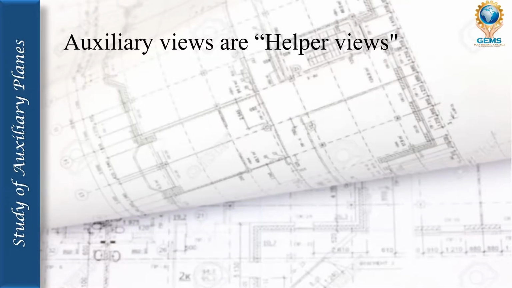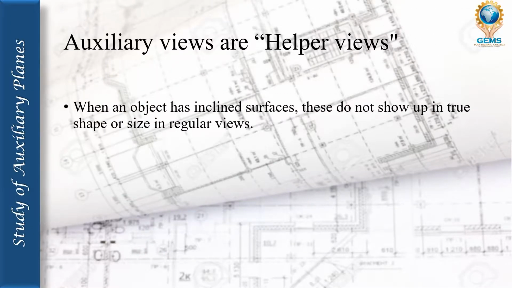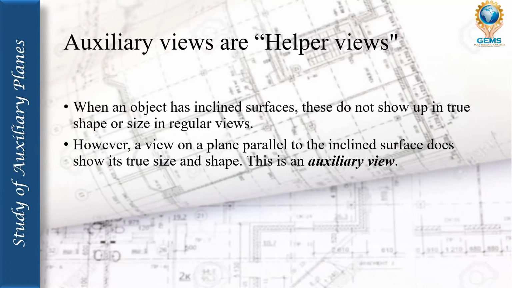Auxiliary views are helper views. Already told why it is called so. When an object has inclined surfaces, these do not show up in true shape or size in regular views. It will not show you the regular view, but a view on a plane parallel to the inclined surface. Again, I'm telling, parallel to the inclined surface. Already I told this word is most important. Parallel to the inclined surface does show its true size and shape.